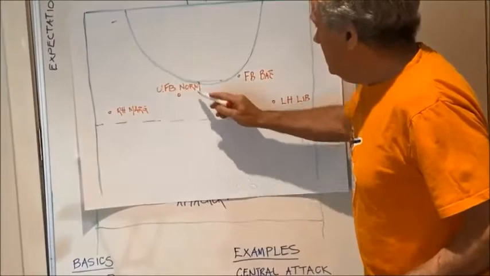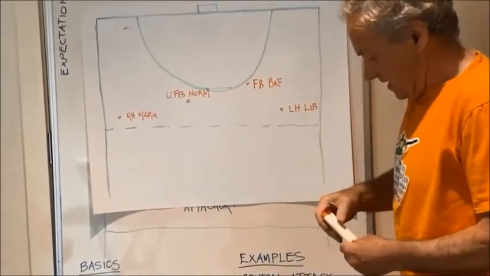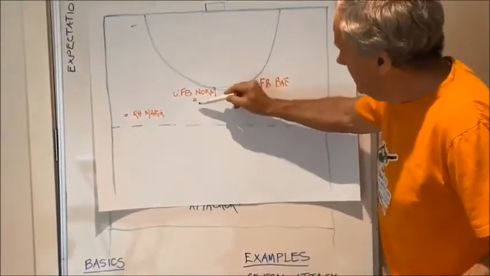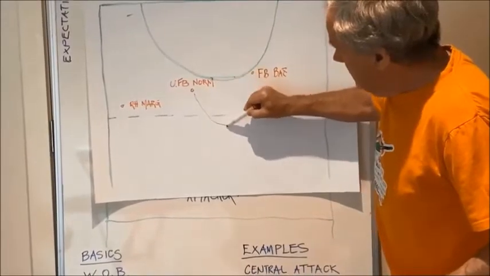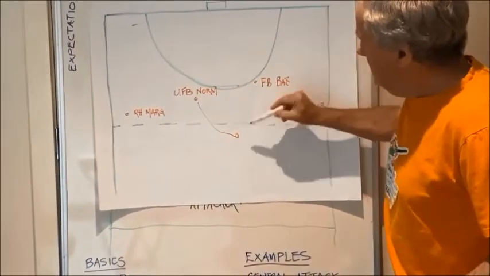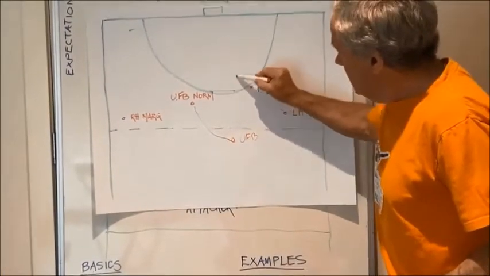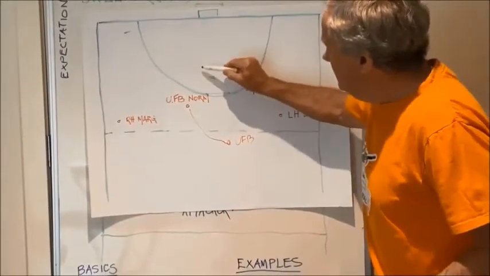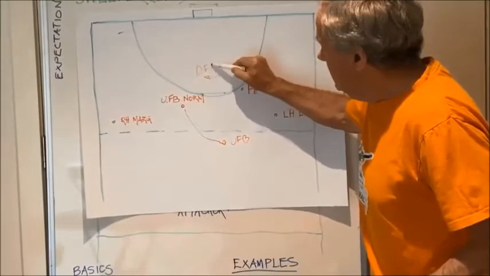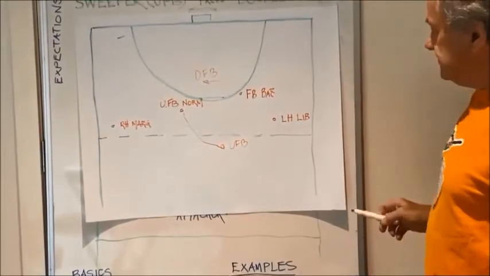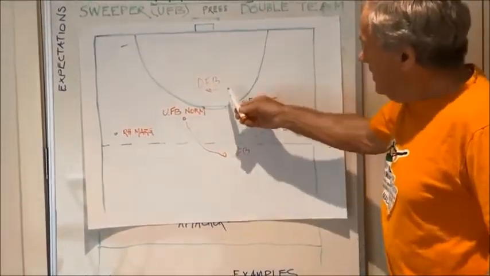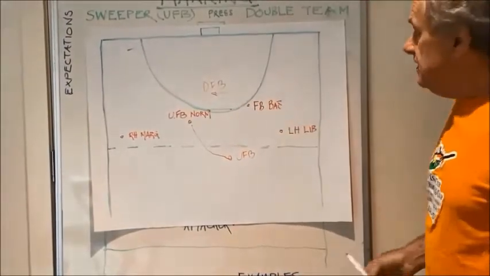So we want Norm to move up to here to be the up fullback. I want Barry to move in behind him to be the deep fullback. So now we have the fullback sorted.